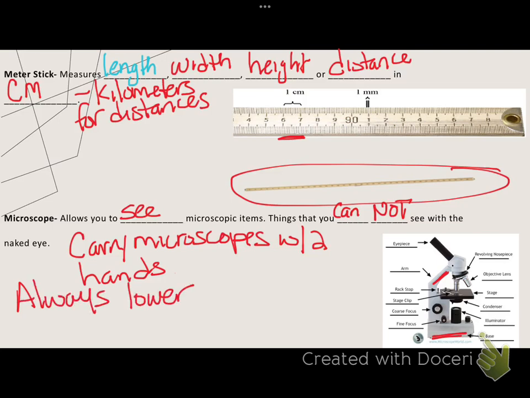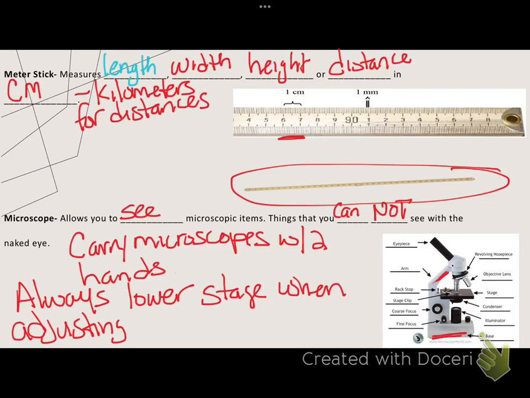Also, another important thing about using the microscope is that these things right here are called the objective lenses, and those are what help enlarge the object. And so if you're going to turn them to get a larger magnifying amount, then you need to always lower the stage when you turn those, because otherwise, if you leave the stage where it is, let me erase this.